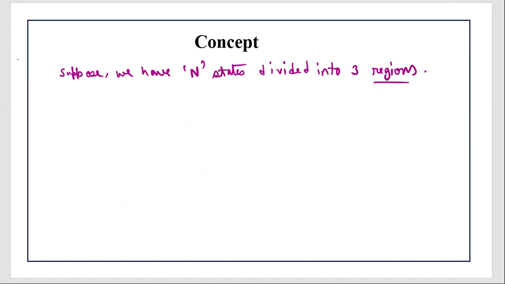Suppose we have n states which are divided into three regions. What are the three regions? The first region is the northeast region. The second region is the south region. And suppose the third region is the west region. So region is again a qualitative variable. You cannot quantify regions, so we have to introduce dummy variables in our case.